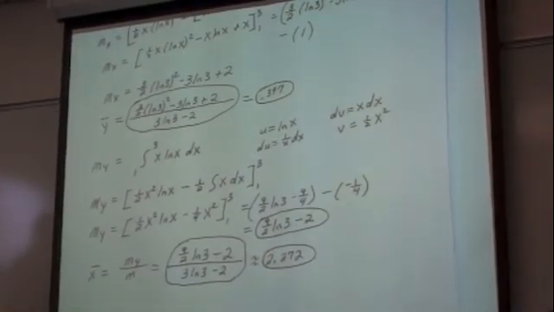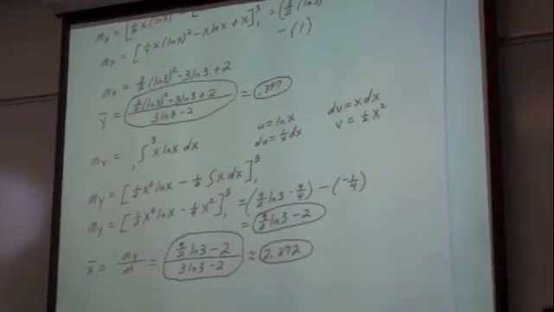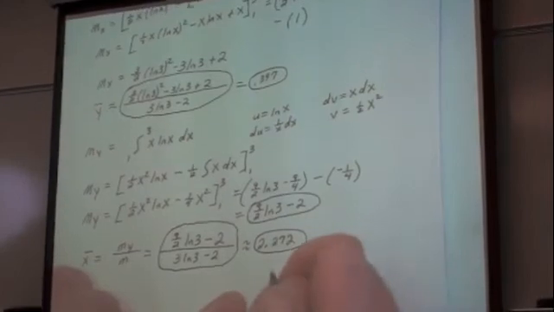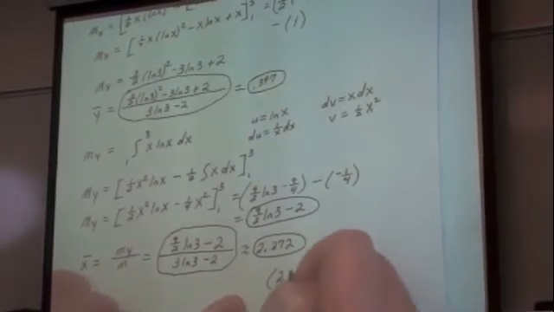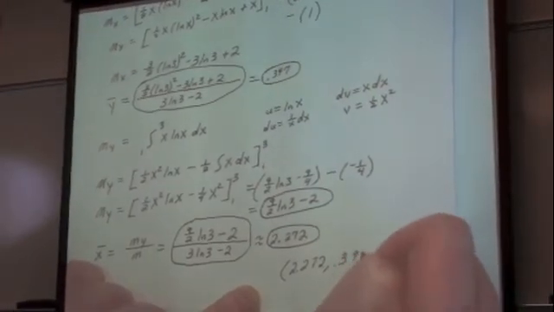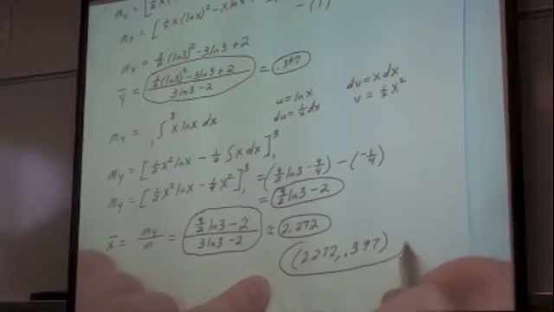Would you want us to put that in an ordered pair? Say that again. Would you want us to put that in an ordered pair? Oh, yeah, please. Yeah. I mean, even though it's really funky. So your ordered pair solution, 2.272, comma, 0.397 would be good. You wouldn't want us to put the exact form in there. Nah, that would look too ugly in an ordered pair.